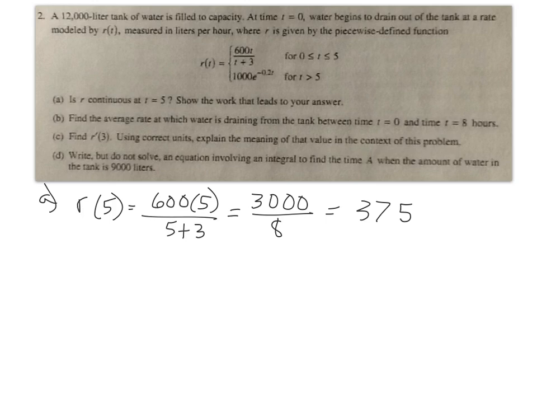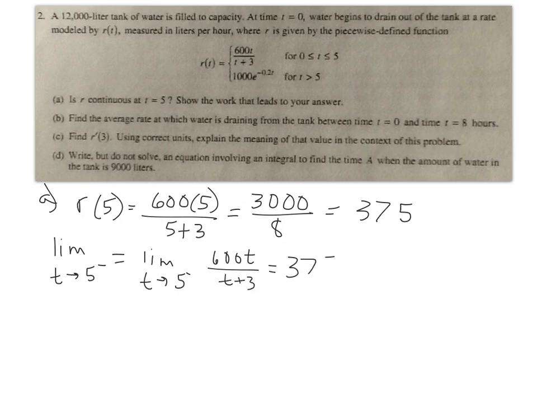Now we have to make sure that the limit exists. So the way that we've determined if the limit exists is if the limit as t approaches 5 from the left is equal to the limit as t approaches 5 from the right. So the limit as t approaches 5 from the left is going to be the same thing as the limit as t approaches 5 from the left of the left-hand piece of this piecewise function, which is 600t over t plus 3, which we just determined would be 375, the same thing as R of 5.